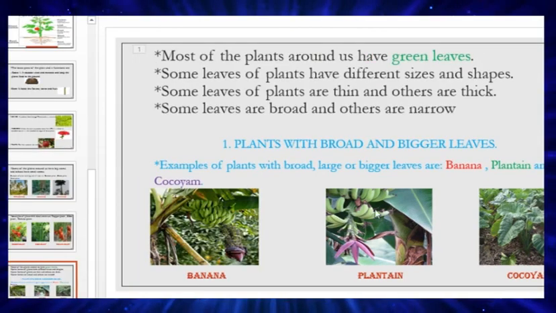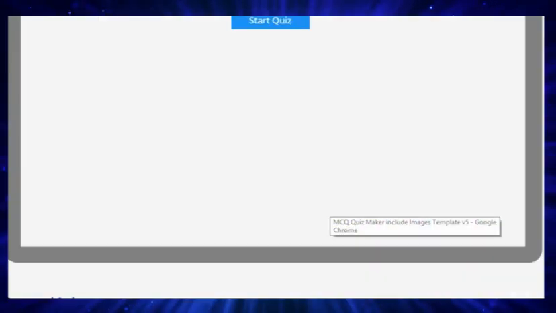Let's move on. So we end our lesson on this slide, on plants with broad and bigger leaves. Now let's move on to our quiz for today. That's the first quiz under the grade 2 science lesson. Remember, after every lesson there's a quiz under it for you to try your hands on. So without wasting time, let's move on.